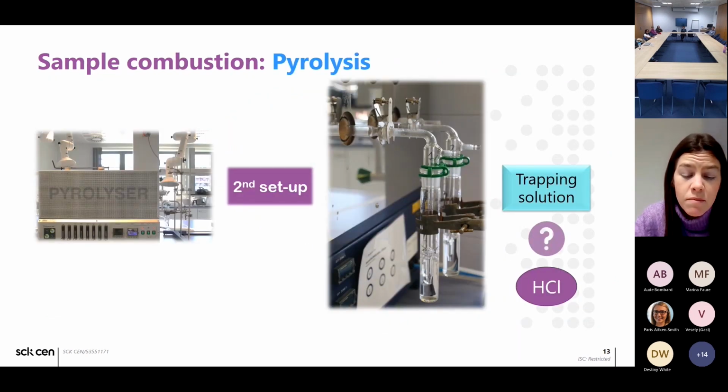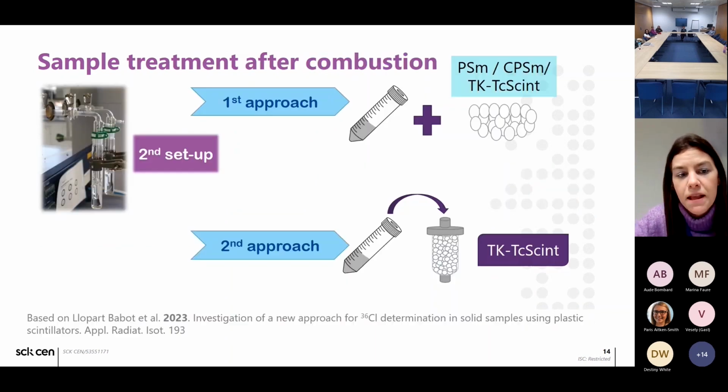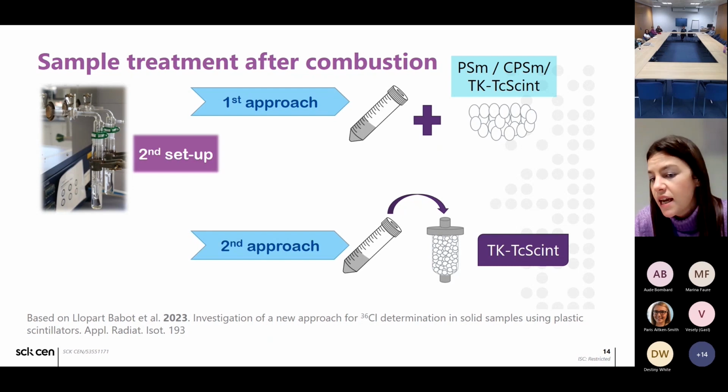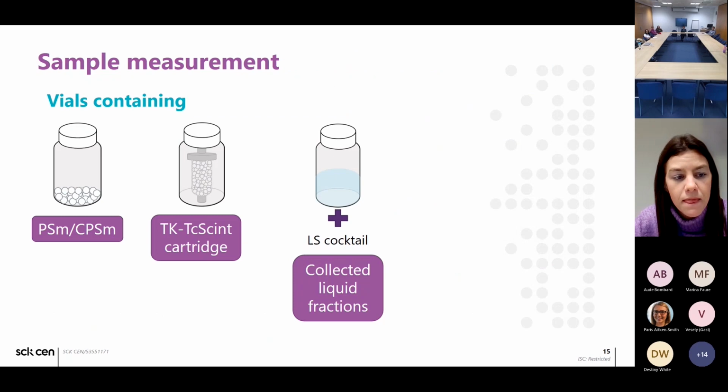The second setup was using a trapping solution to collect the chlorine. In this case, what we look for is to retain or collect the HCl, so chlorine released as HCl. For this type of setup, we tested two different approaches. The first one was mixing the trapping solution with a plastic scintillator material, and the second one was loading this trapping solution into a PR resin, as I mentioned earlier, the TK-TC resin.